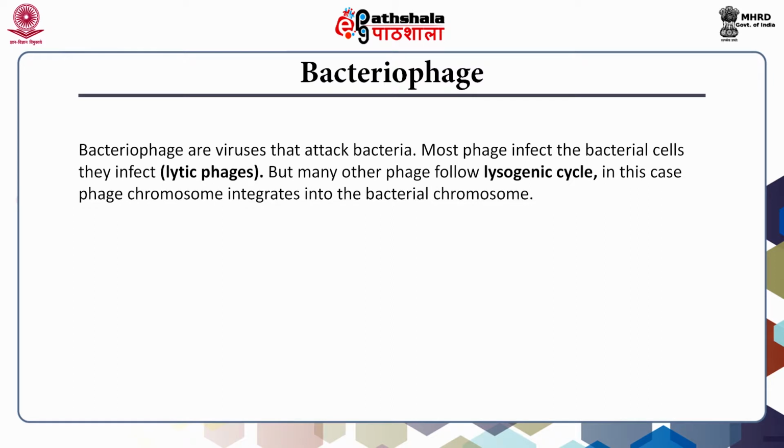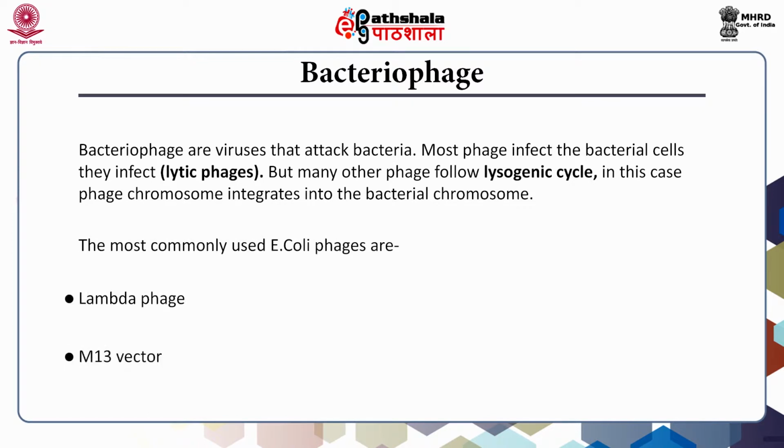Bacteriophage are viruses that attack bacteria. Most phage lyse the bacterial cells they infect, lytic phages, but many other phage follow the lysogenic cycle. In this case, the phage chromosome integrates into the bacterial chromosome. The most commonly used E. coli phages are lambda phage and M13 vector.